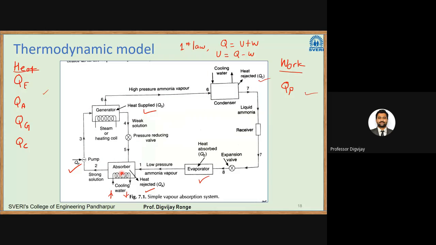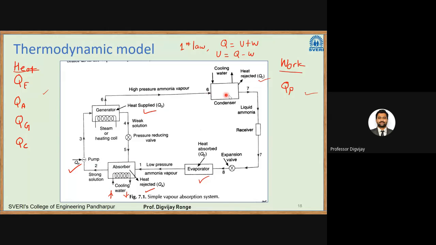Here we have the absorber, in which the water absorbs the ammonia vapor coming out of the evaporator. So a strong solution is formed. It is pumped with the help of the pump, then passed to the generator. In the generator, heat is supplied. There is a difference between the boiling points of ammonia and water. Because of that difference, the ammonia is liberated first and then passed to the condenser. The water will then boil and pass to the absorber.